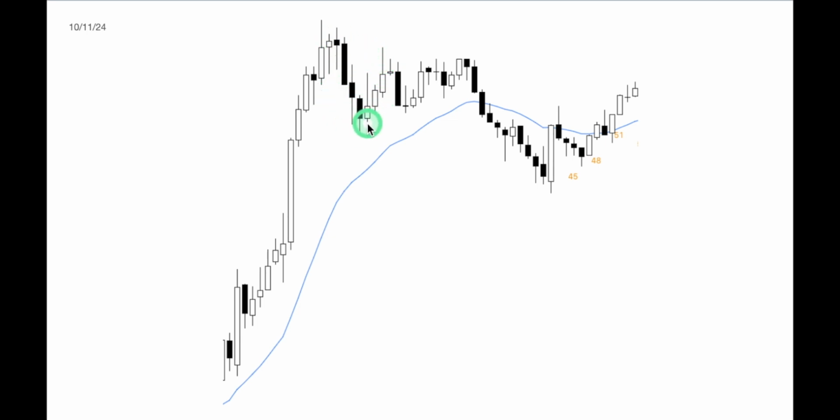So this is the pullback, call it leg A. All of this is leg B. So this inside bar is just giving you an entry for the second leg of leg B. And then you get leg C. In this case, we got A, B, C, and it actually ended up being A, B, C. So it ended up being a much more complex pullback, which can happen.